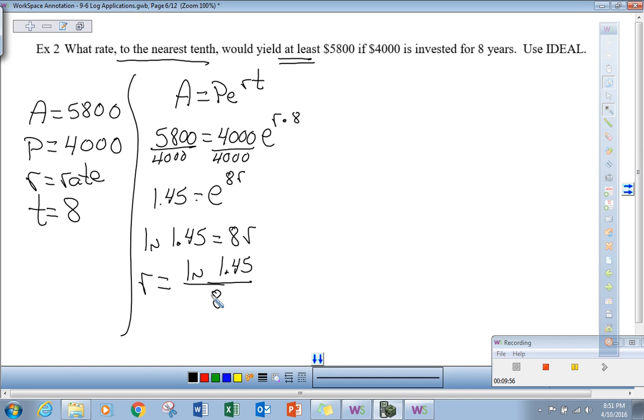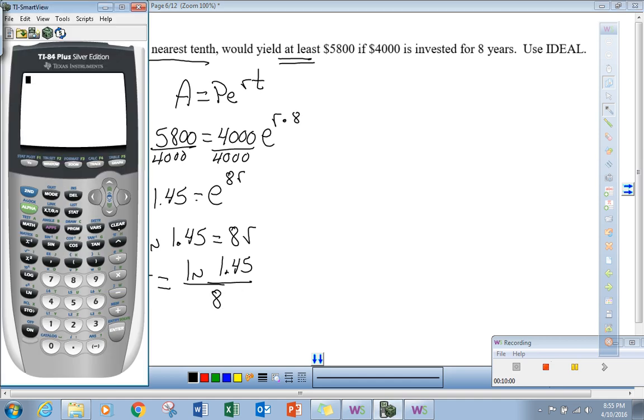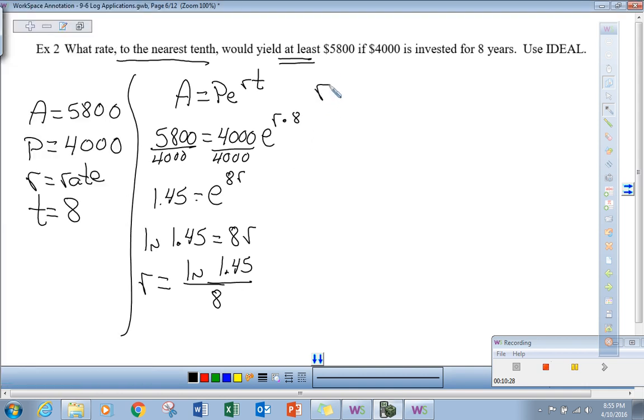Now, if we type this in our calculator real fast, let's go the natural log of 1.45, close that off, divided by 8. Remember, it wanted the nearest tenth. Normally, we would round this to 4.6 because the number after the 6 is a 5 or greater. But if you use 4.6, you're not going to get 5,800. You're going to get a little bit less.